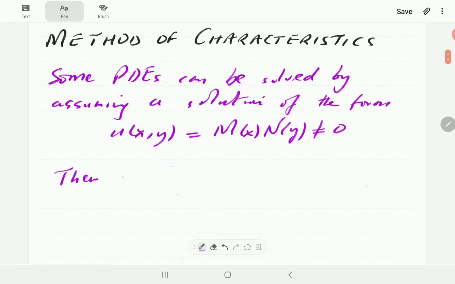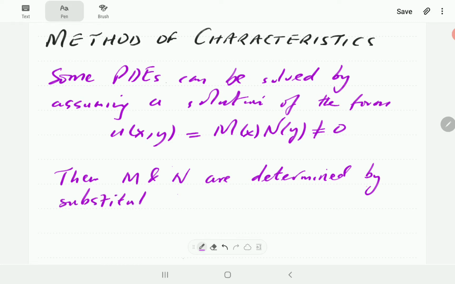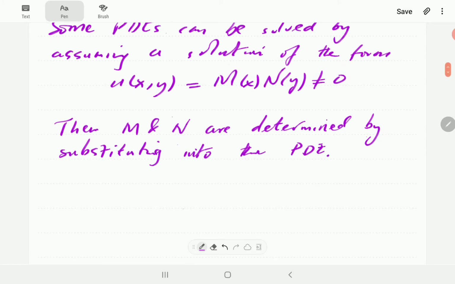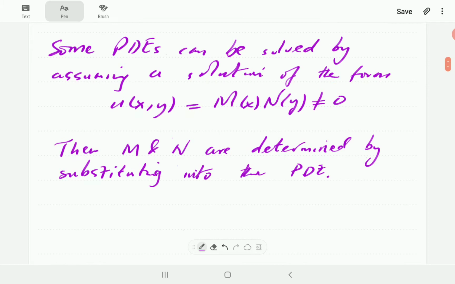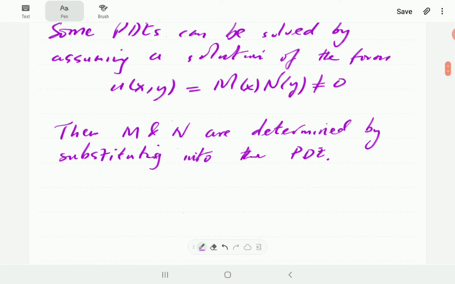Okay, then m and n are determined by substituting into the PDE. So this method is called the method of separation of variables. We're just going to look at some examples to demonstrate how this method works.